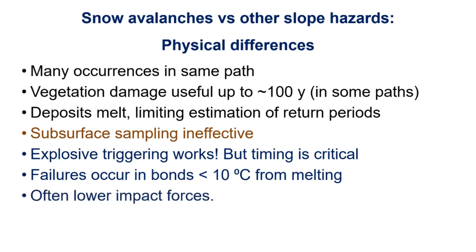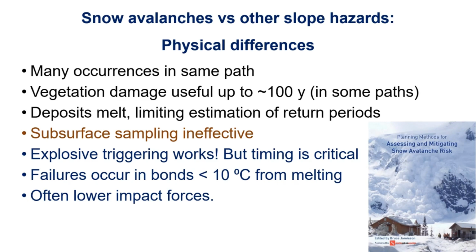Because of the lower flow density of snow avalanches, the impact forces are often lower than from other mass movements. This factor, combined with the triggerability of snow avalanches, are 2 of the reasons why human activities are often closer to snow avalanches than to other slope hazards. These are some of the differences between snow avalanches and other slope hazards that we considered when writing the book on planning methods for assessing and mitigating snow avalanche risk.